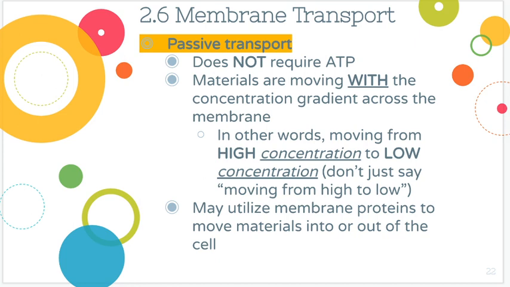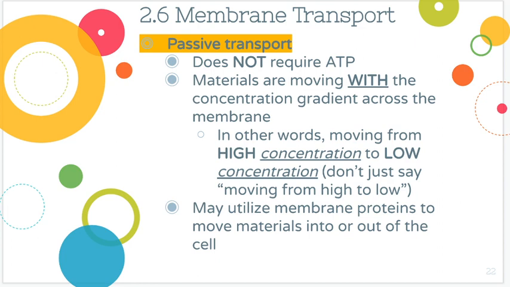Remember that passive transport does not require ATP. You have materials moving with the concentration gradient. And so if you are ever asked to write about this, please don't ever just say the stuff is moving from high to low, because that doesn't mean anything to a reader. It should not mean anything to you. You need to say it's moving from high concentration to low concentration, because then I'm clearly able to tell what you're talking about. But if you just say moving high to low, that really doesn't tell me anything. So be very clear when you're writing. Be very explicit in telling the reader what you want them to know that you're trying to communicate.